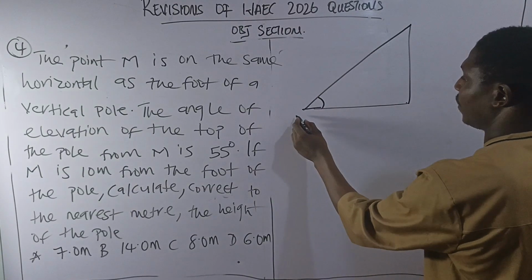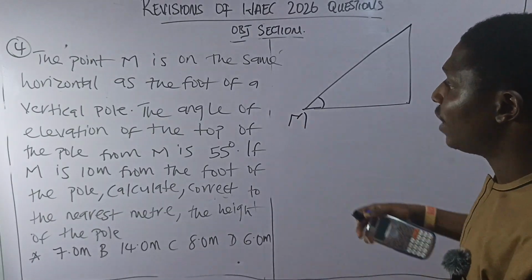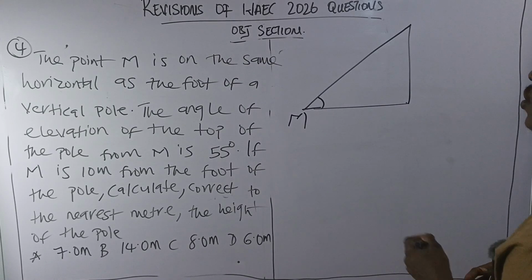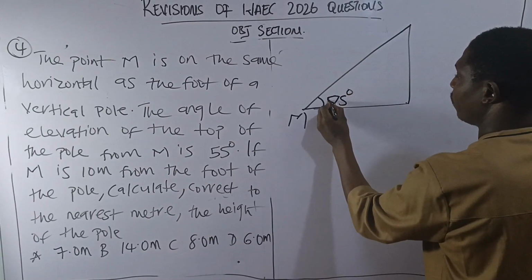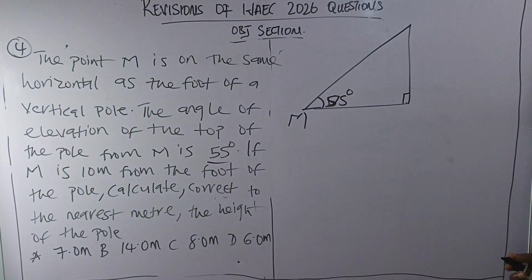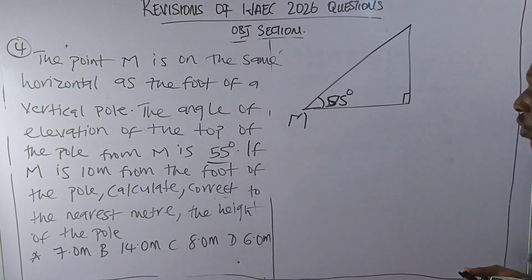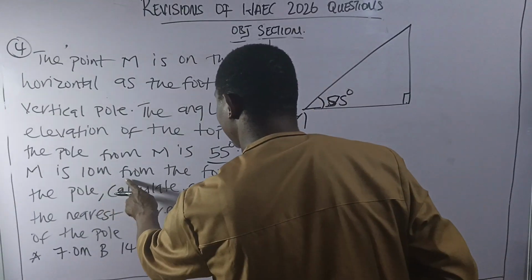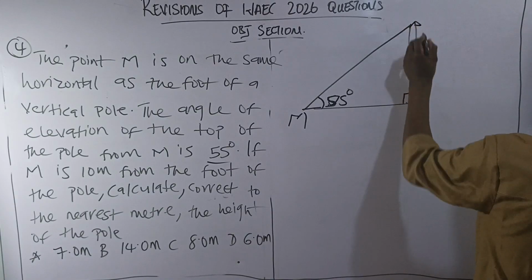I will have this as my angle of elevation, and it's at the point M. So this is M, because the angle of elevation is the angle made with the horizontal when one looks upward. So this is my angle of elevation. Let me say it is 55 degrees, which was given. Now this must be a right angle. The angle of elevation of the top of the pole from M is 55 degrees, which is this. If M is 10 meters away from the foot of the pole, so let this be the foot of the pole, F.